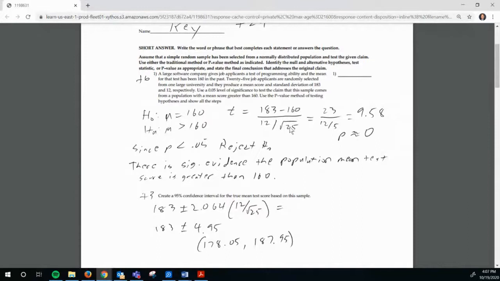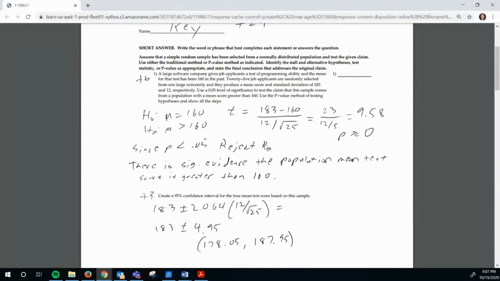Then here's the t-score calculation. We get a huge t-score of 9.58. So the probability of getting this amount of difference by random chance is pretty much impossible. So that's why the p-value is essentially 0, and that's less than our alpha. So we reject the null. And some people forget this step: explain what that means in context. So there is significant evidence to support that the population mean test score is greater than 160. So this group of folks is better than normal.